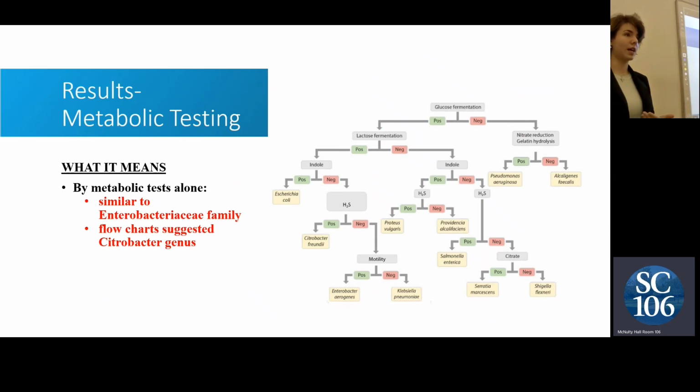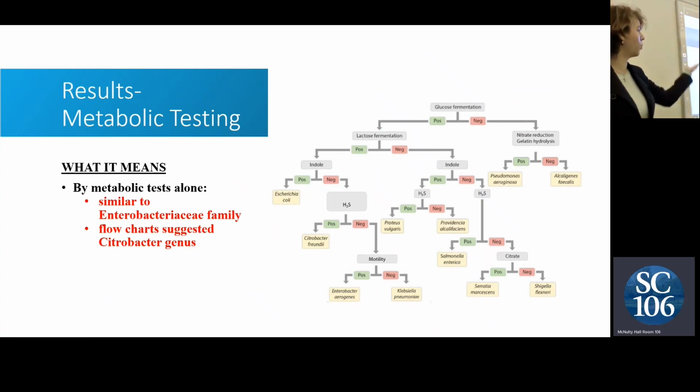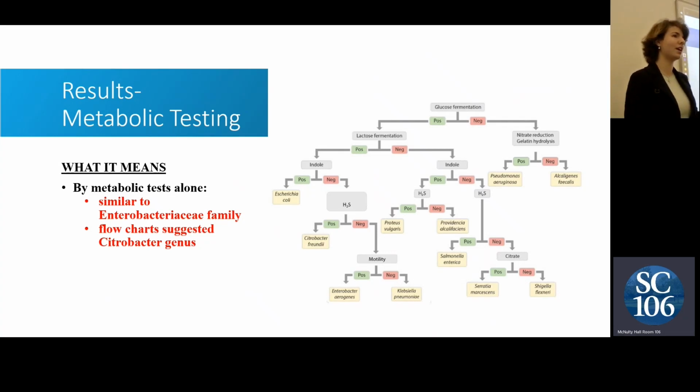So using the metabolic testing, we decided to use a flow chart or a dichotomous key in order to see what bacteria it could possibly be. Once again, as you can see, this doesn't have all types of bacteria, so it's not as accurate. So we kind of took this with a grain of salt. But based on our test, we looked at what bacteria it can be, and it turned out to be Citrobacter fermenting.